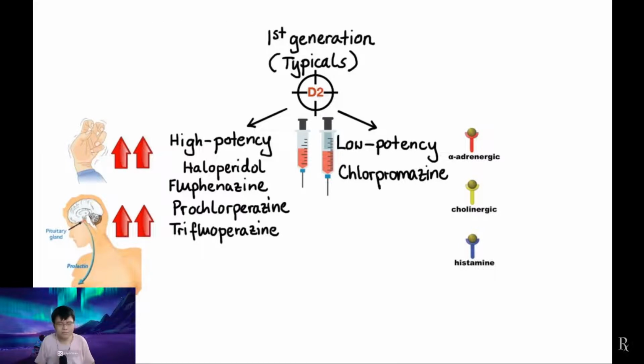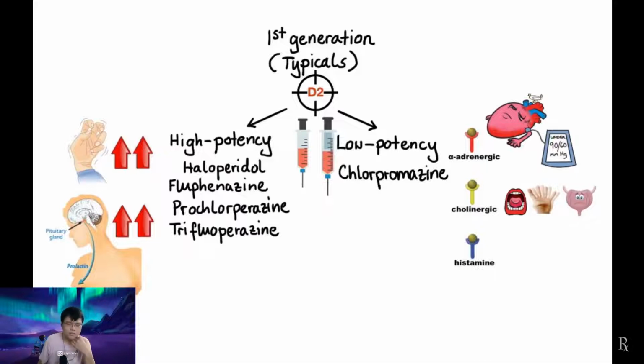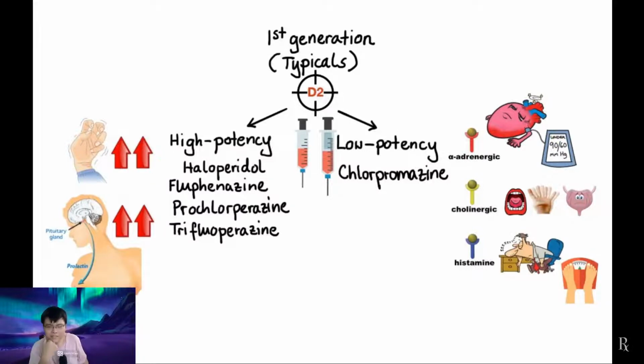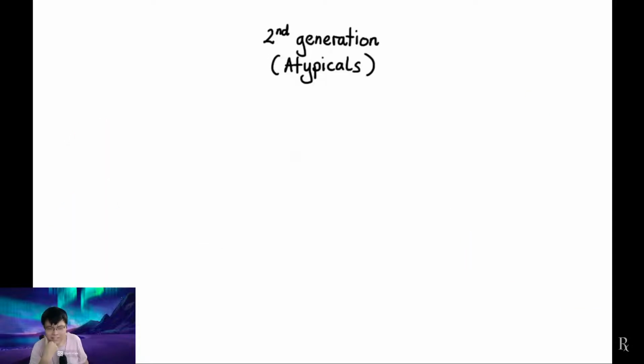For example, blockade of alpha-adrenergic receptors can lead to orthostatic hypotension. There you go. Straightforward. Blockade of muscarinic receptors can lead to anticholinergic symptoms, such as dry mouth, blurred vision, difficulty urinating, and constipation. Hopefully you're familiar with this by now. And blockade of H1 histamine receptors can lead to sedation and some weight gain. Yeah. Now let's move on to the second generation atypical antipsychotics.